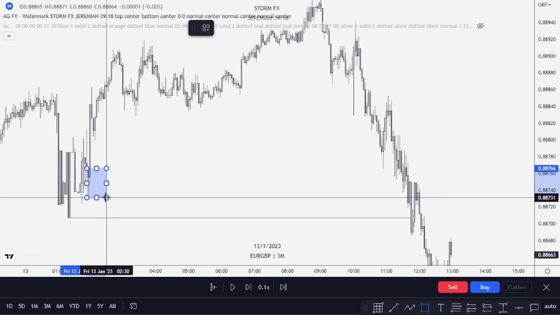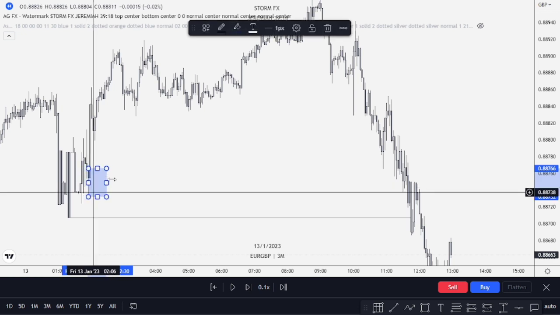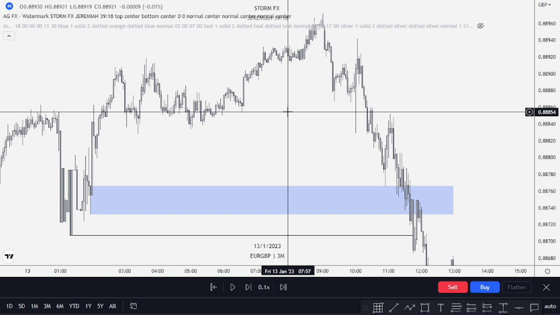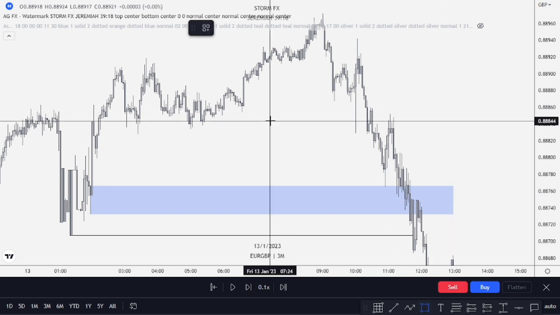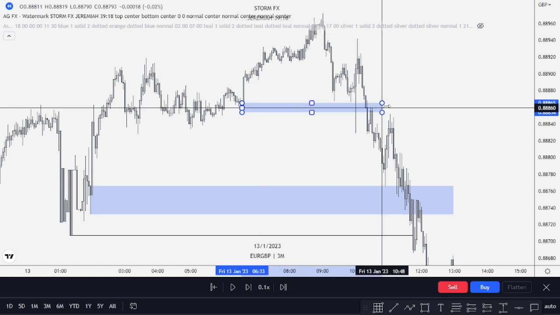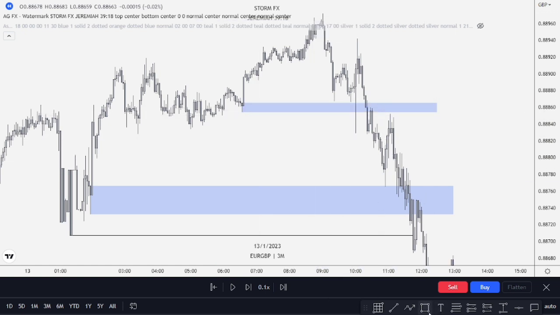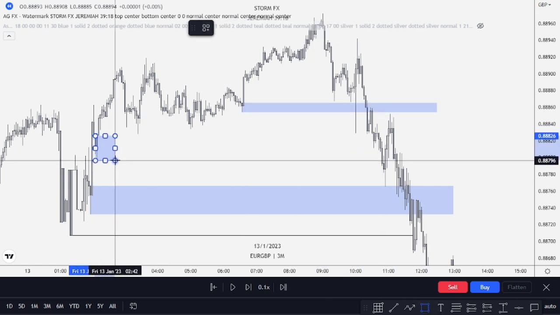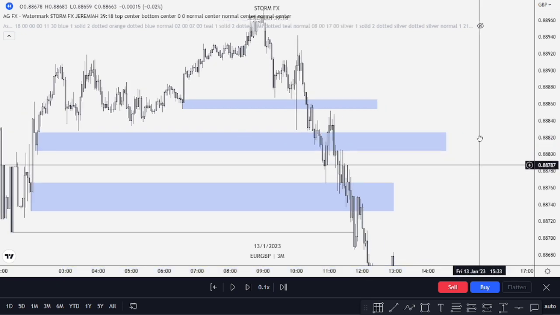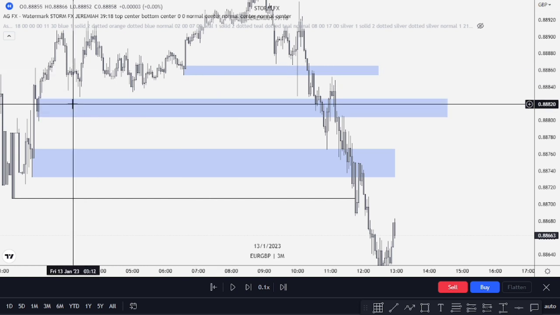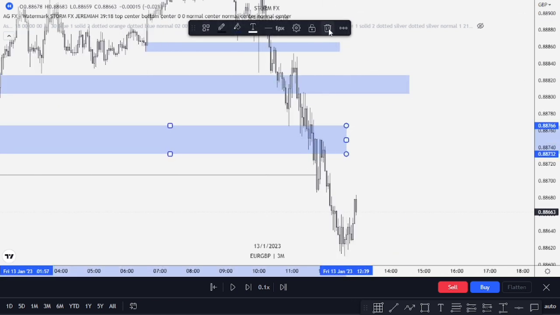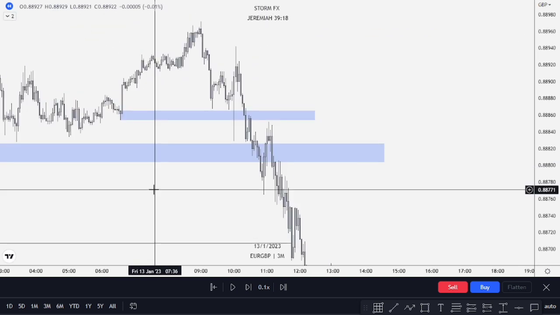First demand was this one, I saw it fail here. Second demand was this one over here, that one, and another demand was this one over here, yeah, that one. So those demands I saw had failed, with a market structure shift and then a break of structure, and so I started following the order flow of how price was playing.